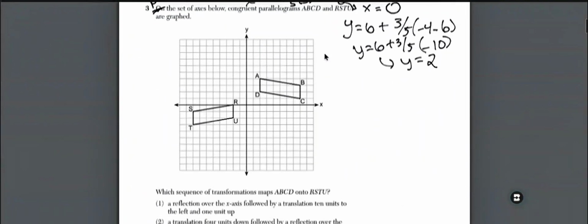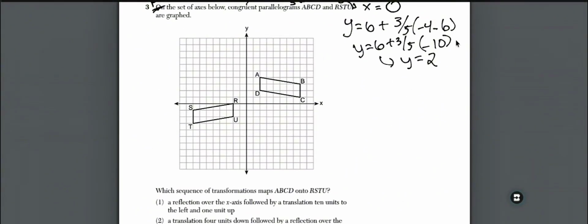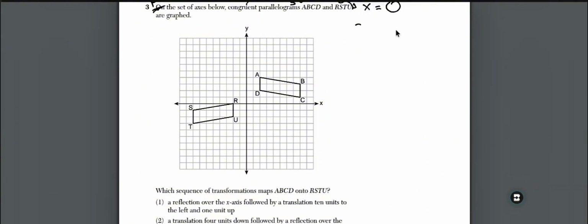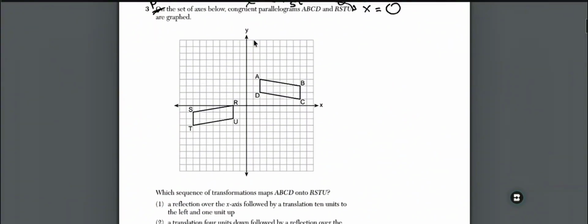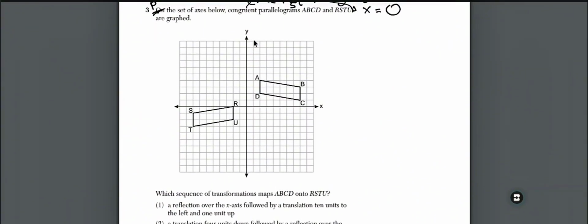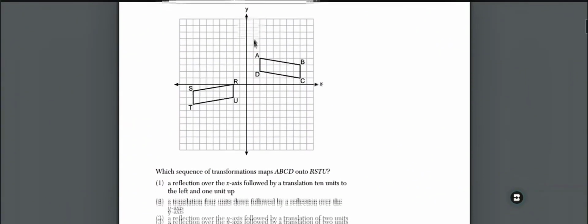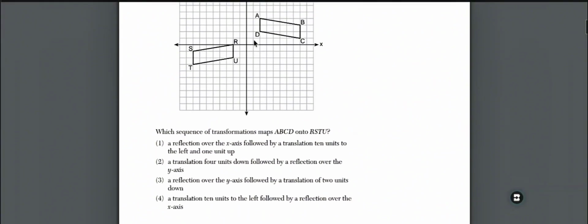Now, question number 3 says, let me just erase all of these parts so there's more space for the rest of these questions. Okay. Question number 3 says, on the set of axes below, congruent parallelograms ABCD and RSTU are graphed. Which sequence of transformations maps ABCD onto RSTU?